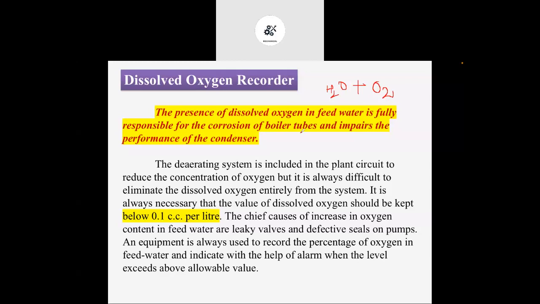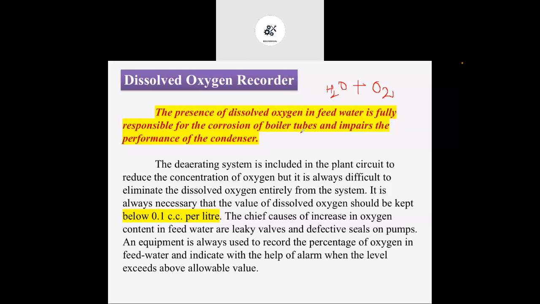Now, how does this oxygen dissolve? There are many ways through which oxygen mixes with the water. The different plants below the water body, or sometimes the oxygen from the atmosphere, directly dissolves into the water. But whenever we use that water in the thermal power plant, we have to reduce the amount of dissolved oxygen present inside that water.